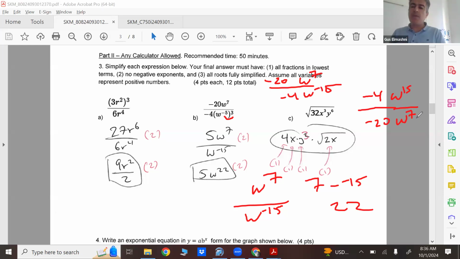What's happening is that you're relying on memory or you're confusing things with exponent properties. Yes, a negative exponent, totally move that. W -15, totally move that. But I prefer you don't move it so you don't make those mistakes, and you just subtract instead.